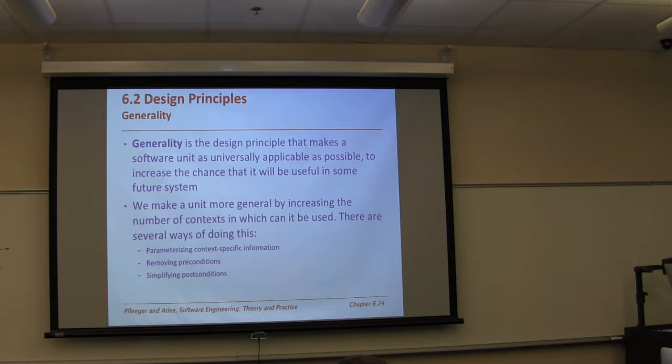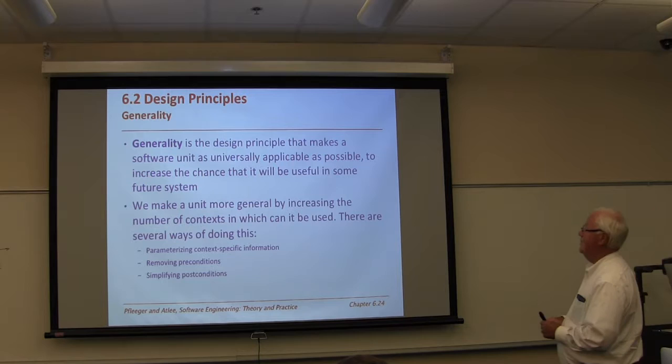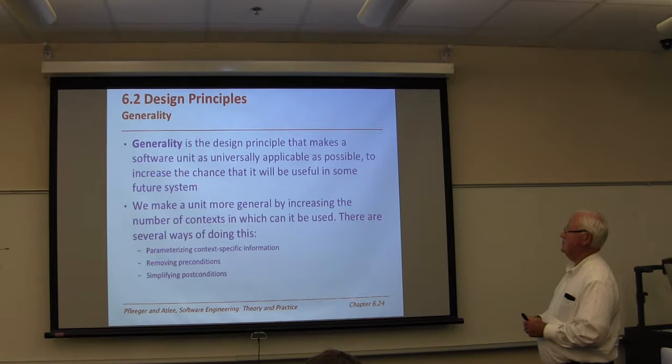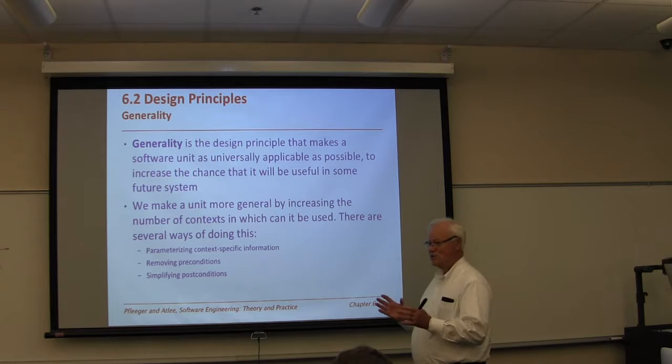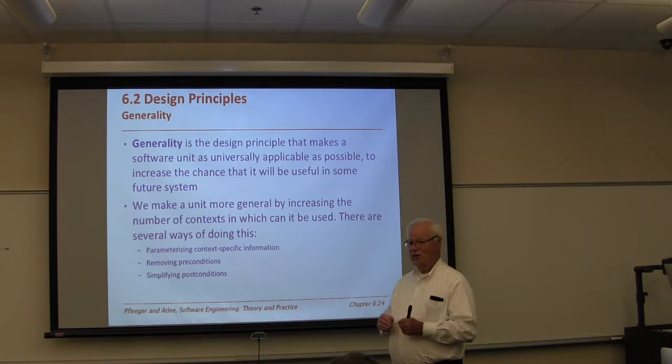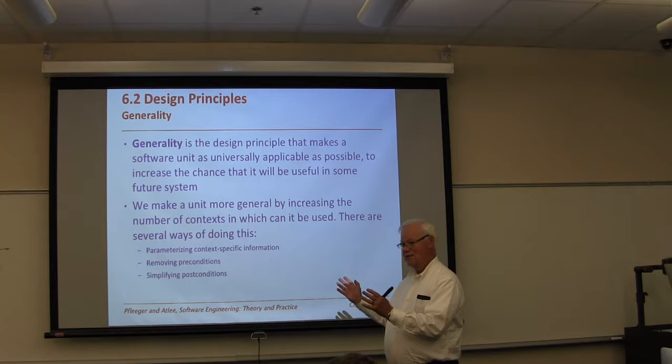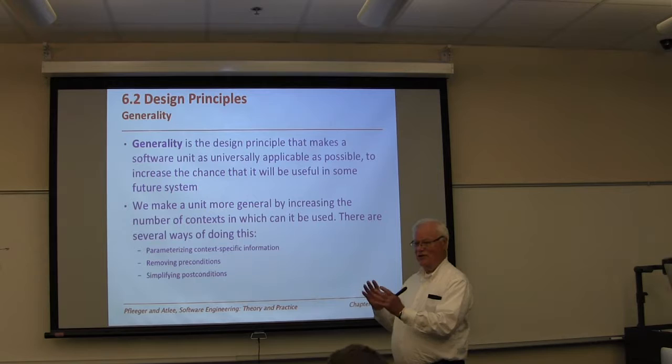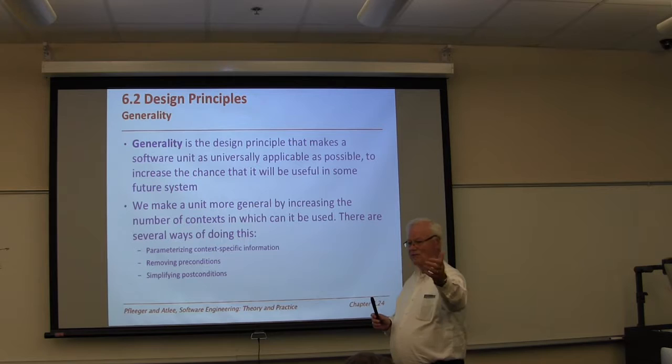Okay, so let's look at design principles. Generality is the design principle that makes a software unit as universally applicable as possible to increase the chance that it will be useful in some future system. So we've talked about that. When you're building those modules, don't try to make it very specific to this particular application. If you're going to build a module that accesses the database, one way you can help things is maybe the module is the only thing that really understands what the database looks like. In that way, you can send all kinds of requests into the module not knowing what the database looks like.